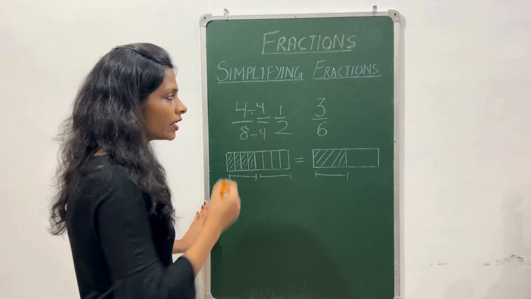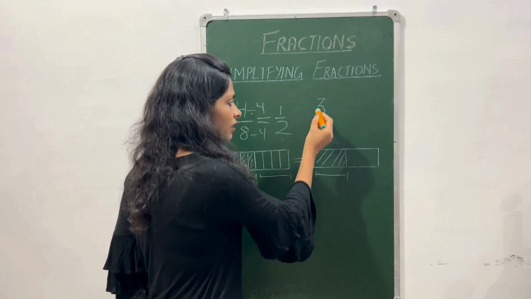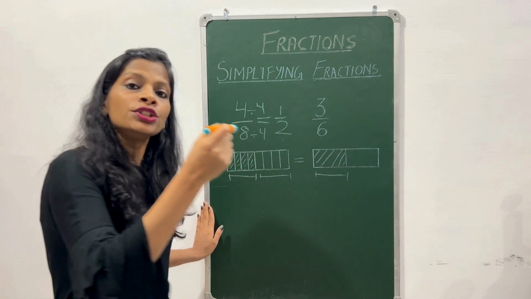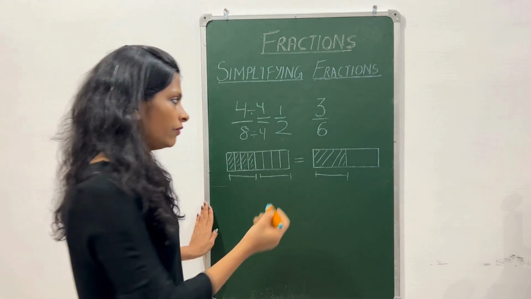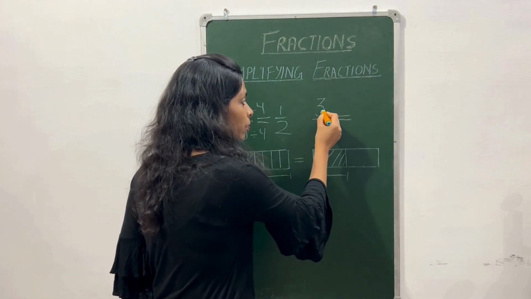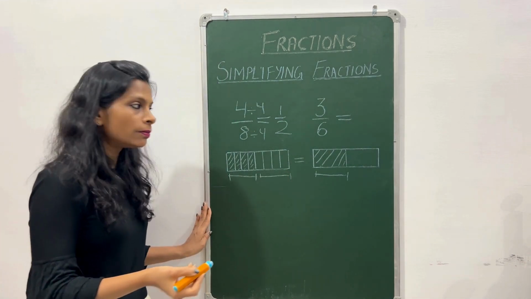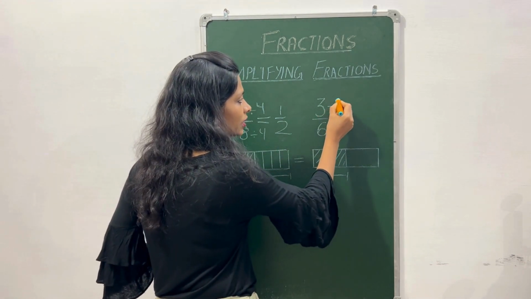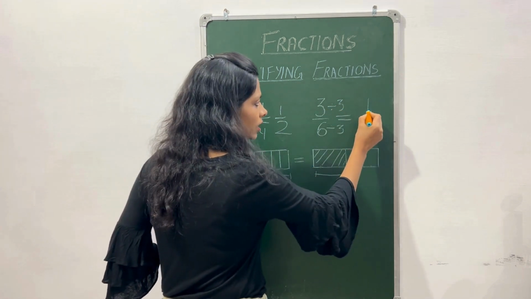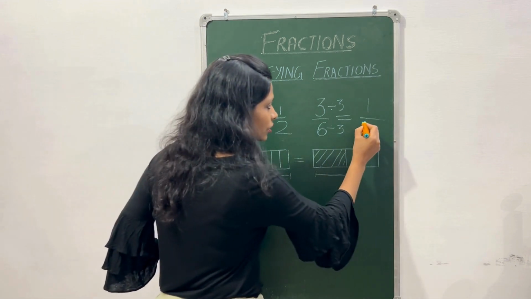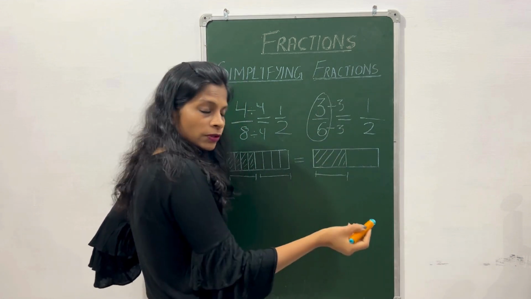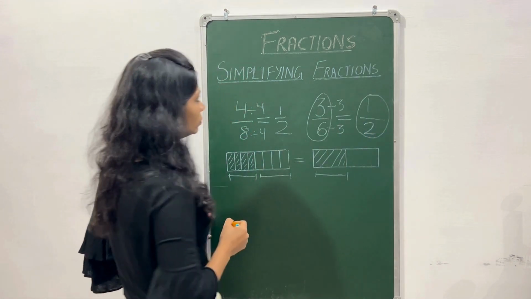So when I have to simplify a fraction, I simply have a look at the fraction and see which common number both the numerator and denominator are divisible by. Let's look at this fraction 3 over 6. Now I can see that both 3 and 6 are divisible by 3. So I divide 3 by 3 and 6 by 3. 3 divided by 3 is 1 and 6 divided by 3 is 2. Hence, 3 over 6 in its simplified form is 1 over 2.